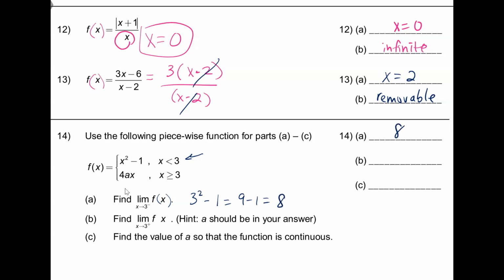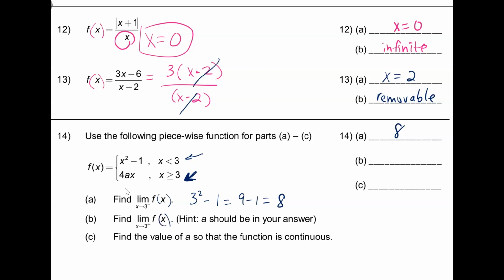Find the limit as we approach 3 from the positive side. Okay, so it's from where we're bigger than 3. So now I'm going to be using this one right here, because I'm looking at where I'm coming from: the right side, the more positive side. So I'm coming from where x is greater than 3, so I'm going to use the side where x is greater than 3.